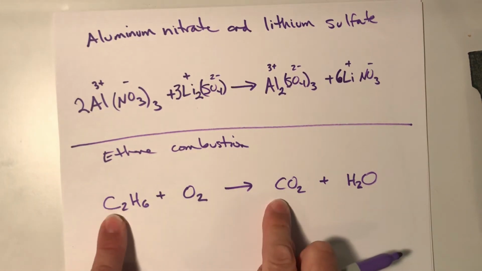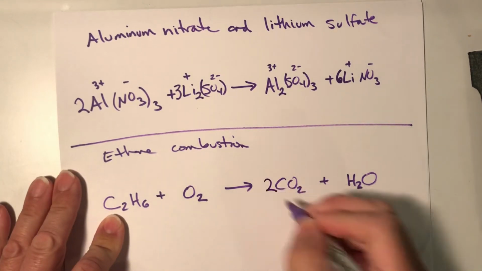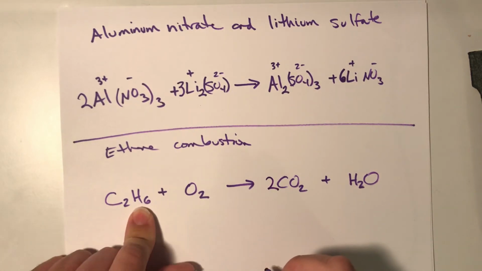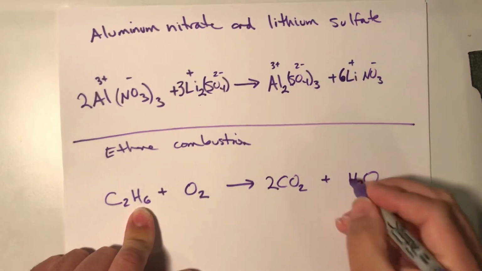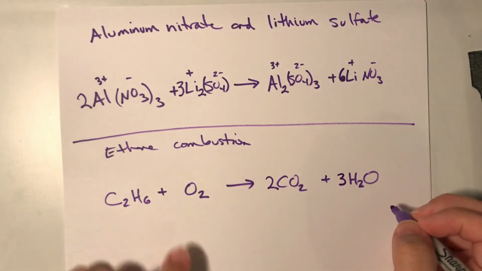So on the left-hand side, we have 2 carbons. On the right-hand side, we have 1 carbon, so we're going to put a 2. On the left-hand side, we have 6 hydrogens. Over here, we have 2, so we're going to put a 3 in front of that to make it 6 on both sides. Now we run into an interesting problem.